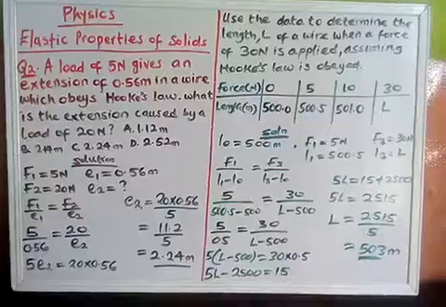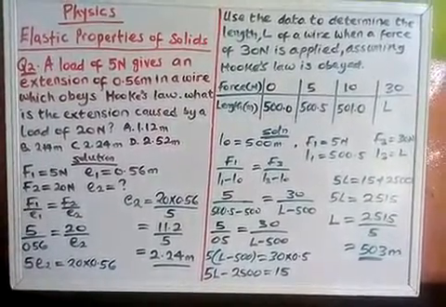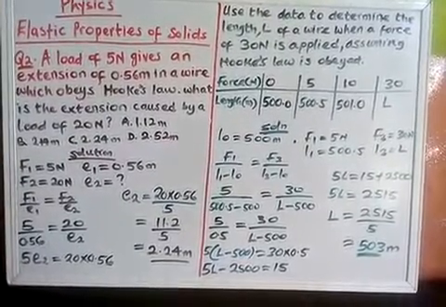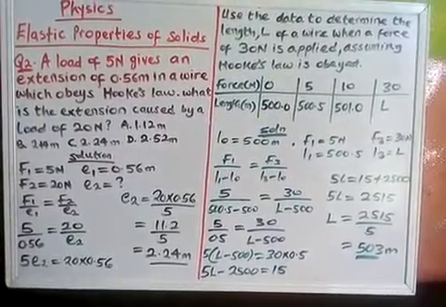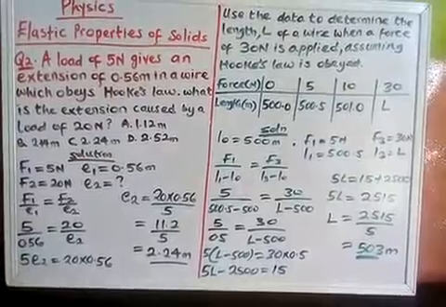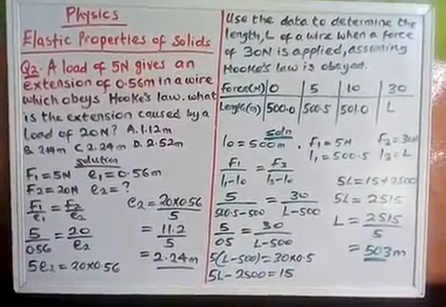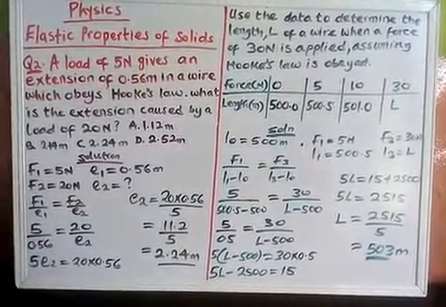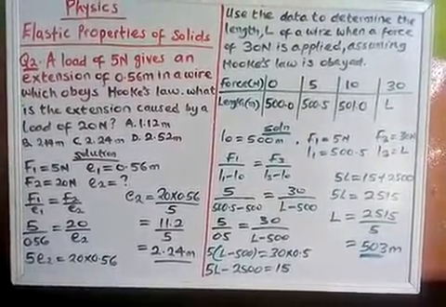Now, we write out the given data. We are given force F1, 5 Newton, extension 1 is 0.56 meters, and force 2, 20 Newton. We are asked to find the second extension. The basic equation suitable for this question is F1 over E1 equals F2 over E2. So we input the given data.